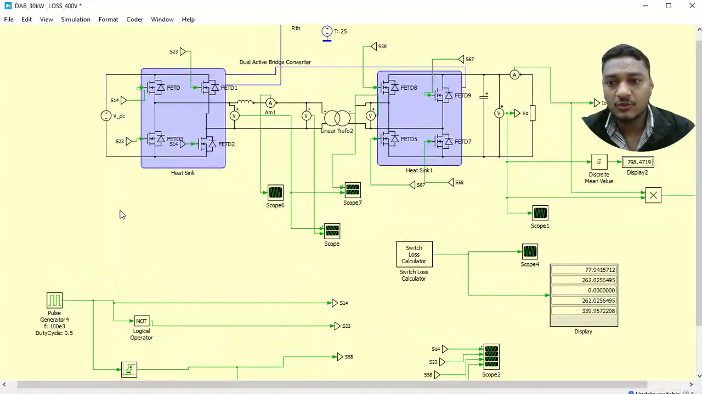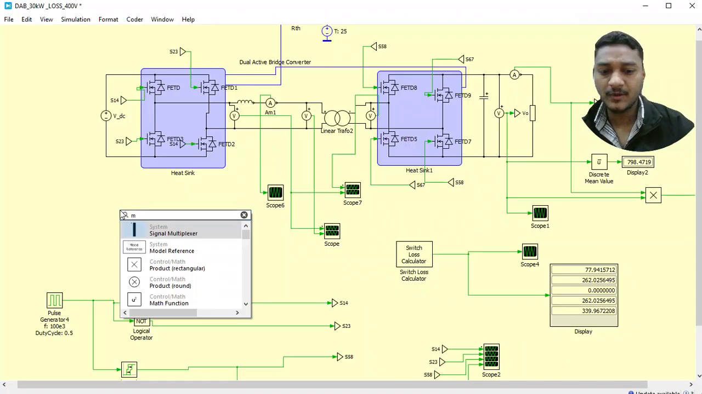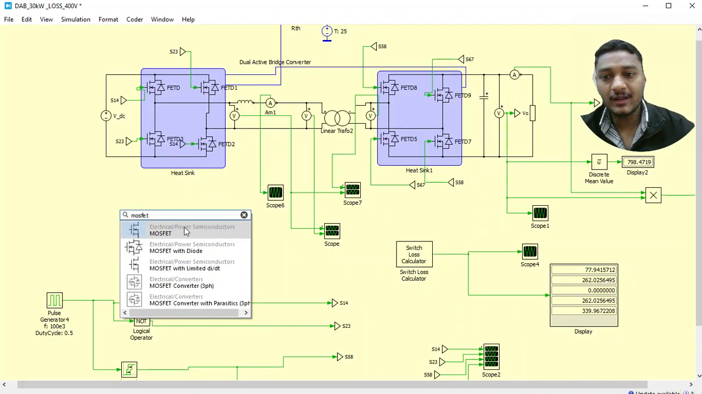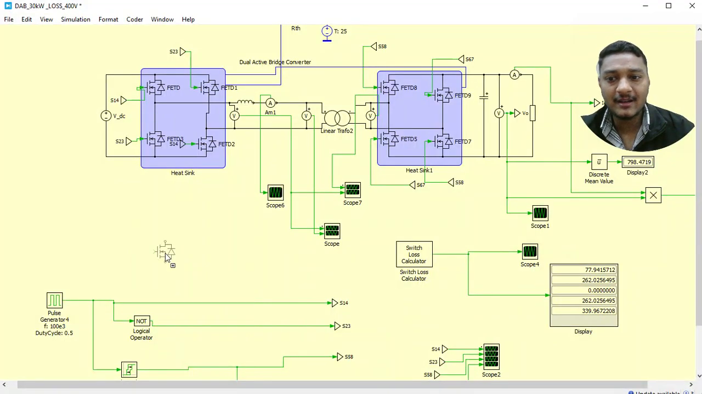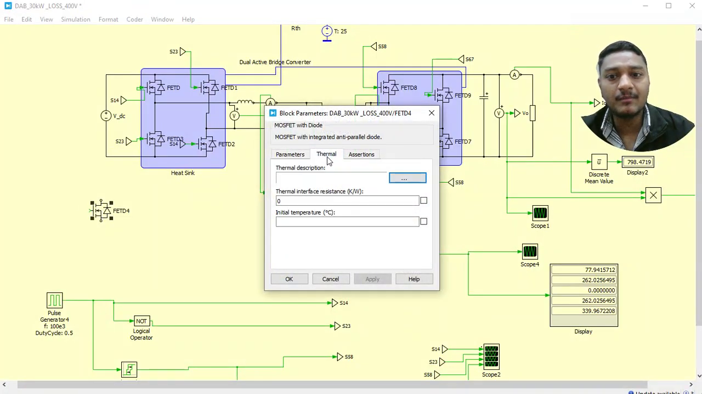You just click here and type what you want. If you want a MOSFET, just write down MOSFET. You will get the MOSFET with body diode, everything. Now if I am taking it, what is the difference? Because these things we can take in MATLAB as well, right? The thing is you can add the thermal parameters here.